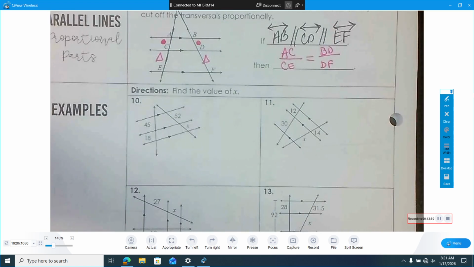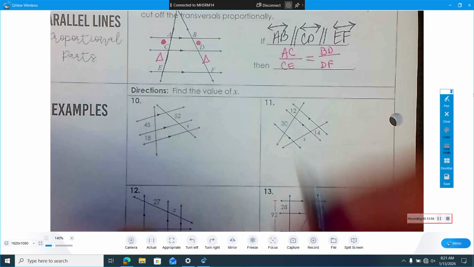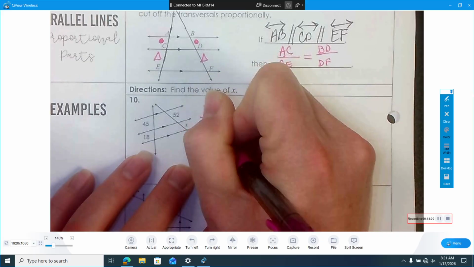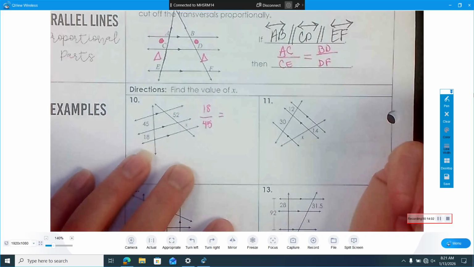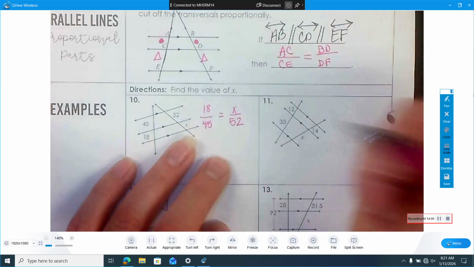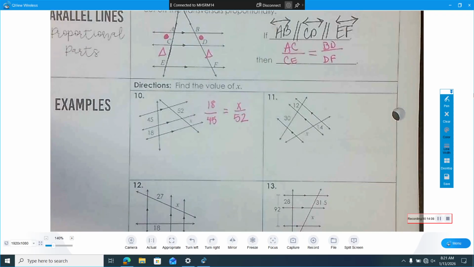So how can we set up number 10? 18 over 45 and then x over 52. That works. 18 over 45 would be proportional to x over 52. That totally works. You went bottom top is equal to bottom top on the other side. That works too. And then we would do what from there? Cross multiply. Good. And I'm not going to do that because we're very good at that.